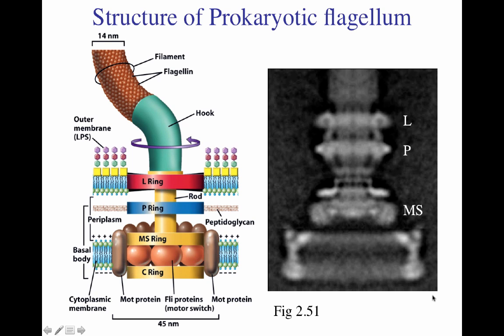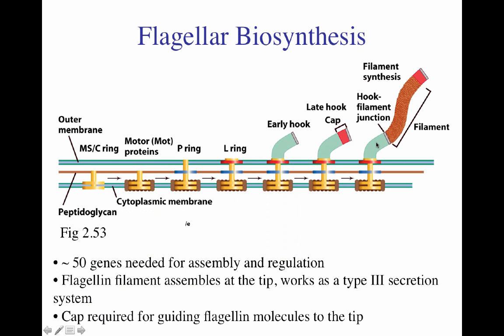This other picture here is a transmission electron micrograph of the bacterial flagellum showing the L ring, the P ring, the MS ring, and the area where you can have the C ring as well, where the Fli proteins and the Mot proteins are organized together as a turbine. As you can see, all of that is connected through a rod until it gets to the external part here, which is the hook.